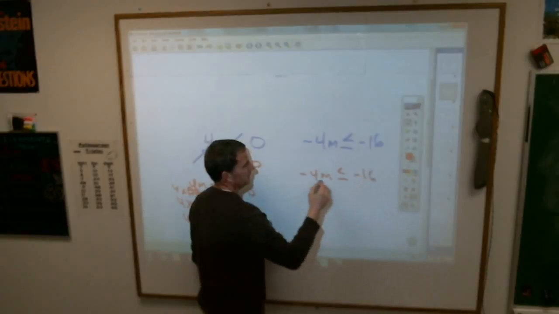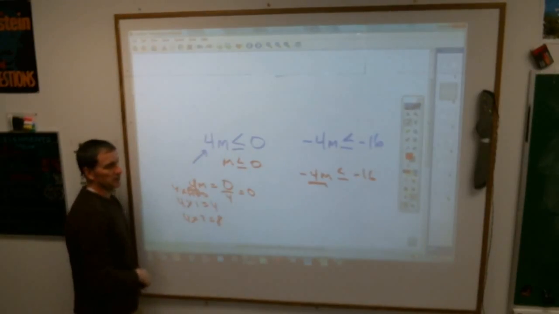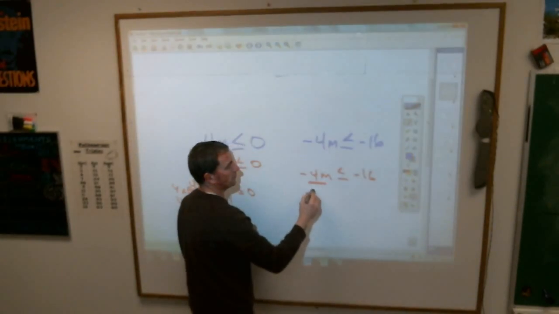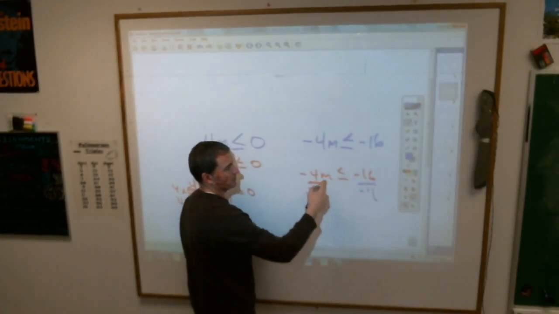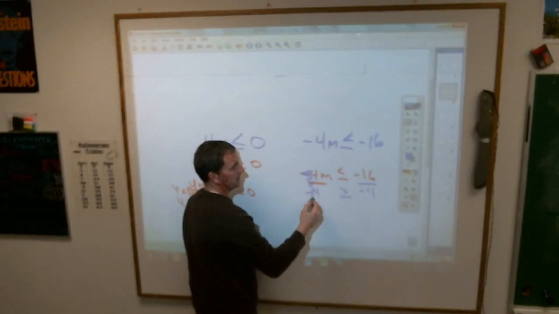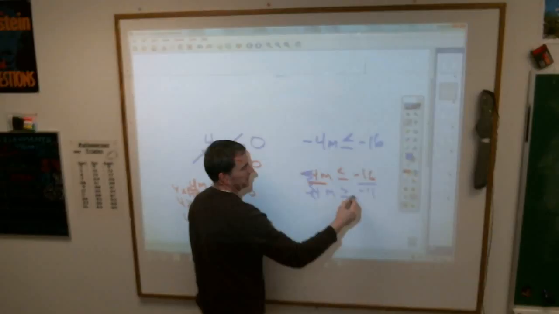This one over here is where, if my letter is negative, I need to make it positive. With inequalities, if that's the case, the sign is going to change, because anytime you multiply or divide by a negative, you need to change the sign to its opposite. Negative 4m divided by negative 4 is a positive m. Negative 16 divided by negative 4 is a positive 4.